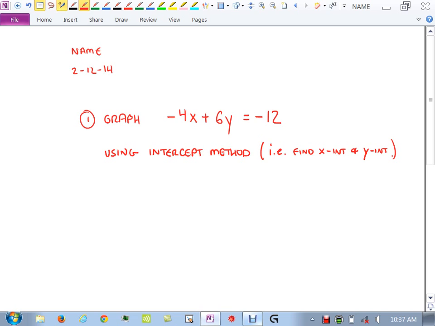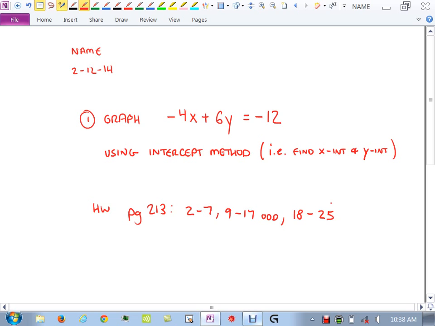Your homework, page 213, two through 7, 9 through 17 odd, 18 through 25 all.